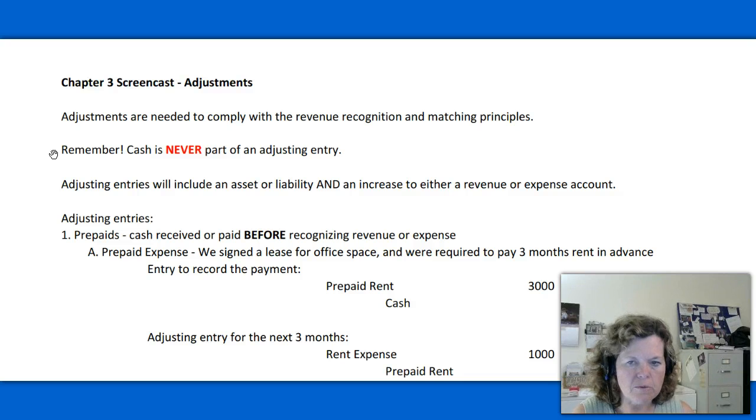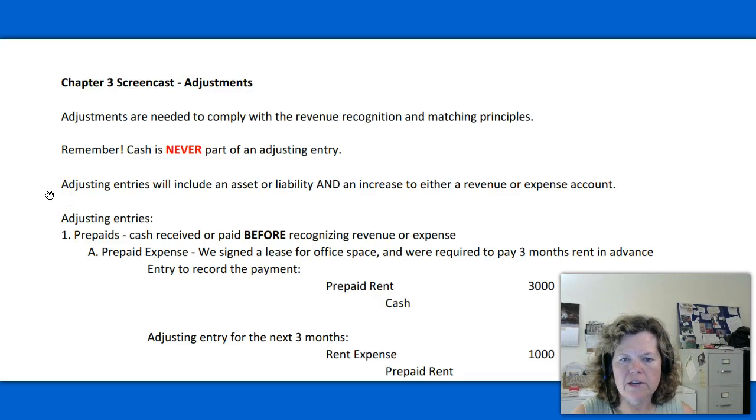One reminder I want to provide is that cash is never part of an adjusting entry. So if you're double checking what your adjusting entry is, you need to make sure there's never any cash in there. If there's cash in there, you've made a mistake. So adjusting entries will include an asset or liability and an increase to either a revenue or expense account. So that's another way you can check to make sure that your adjusting entry is appropriate.